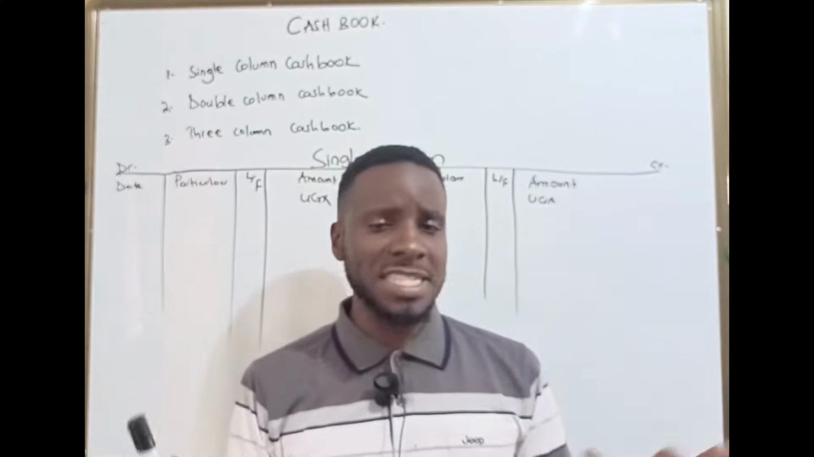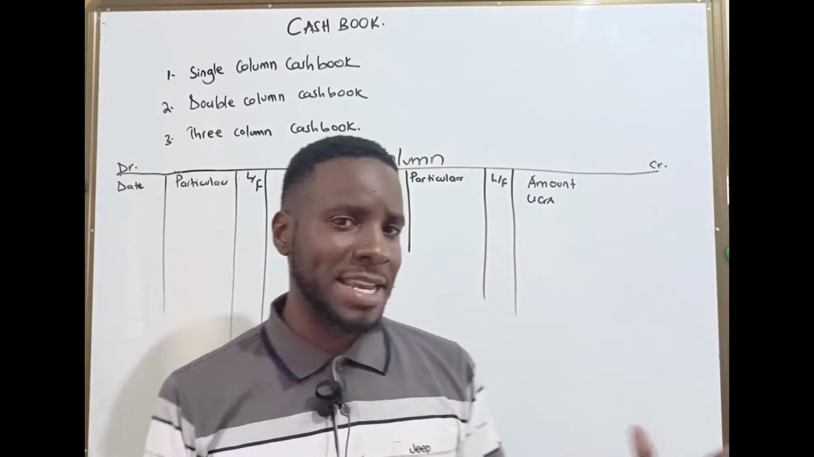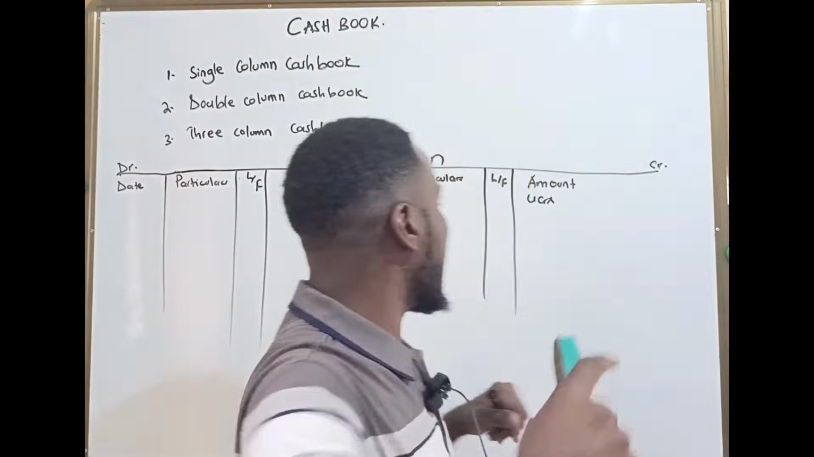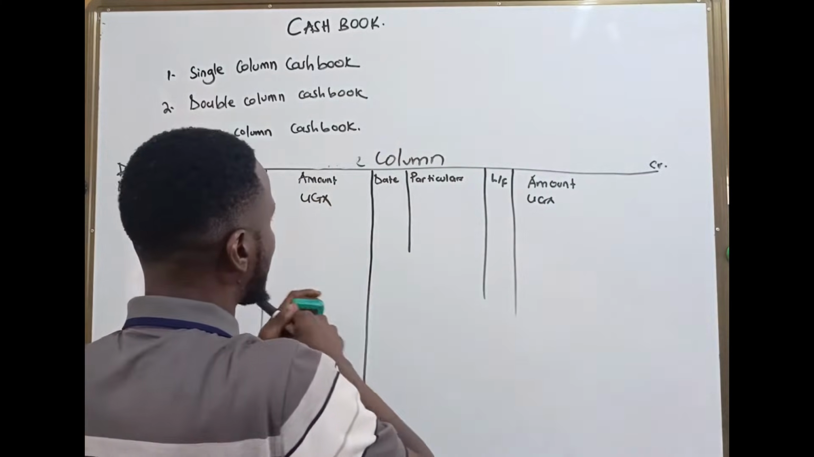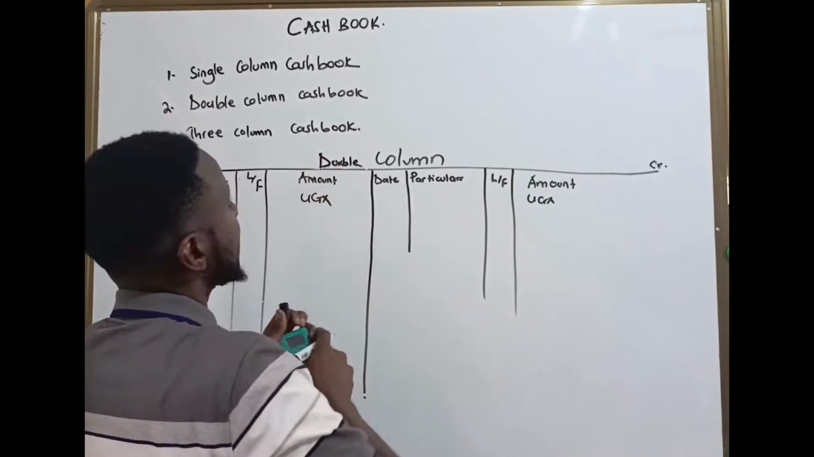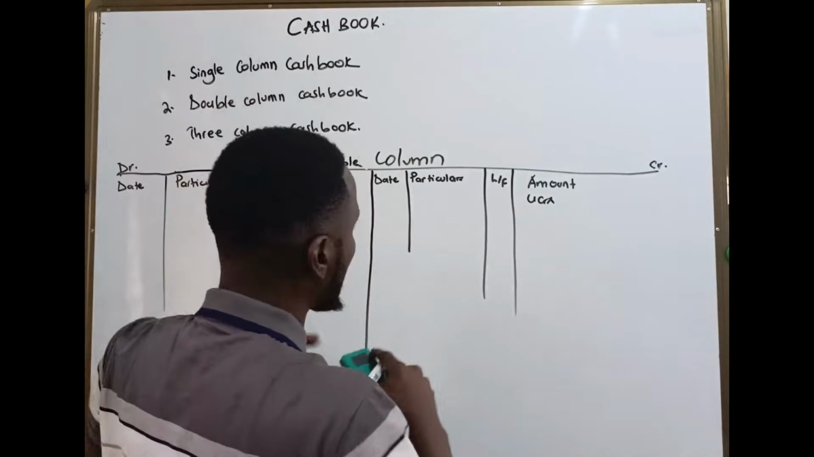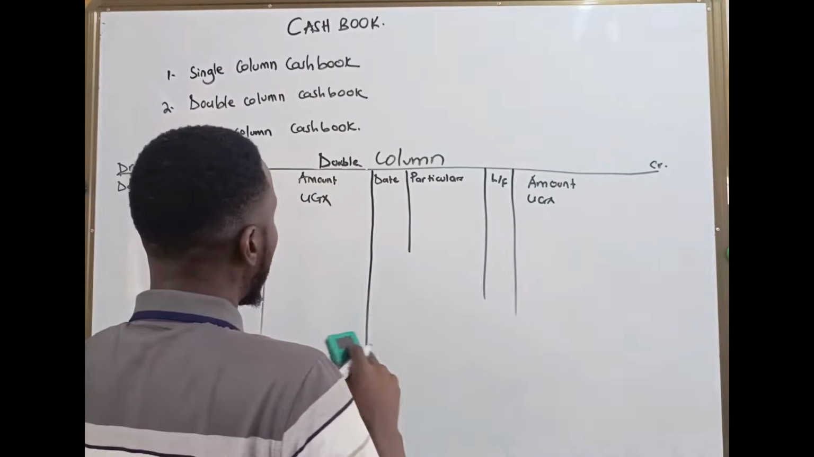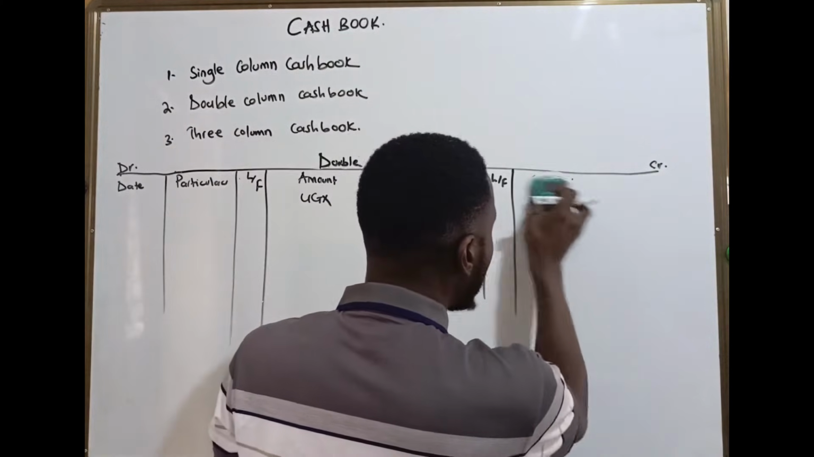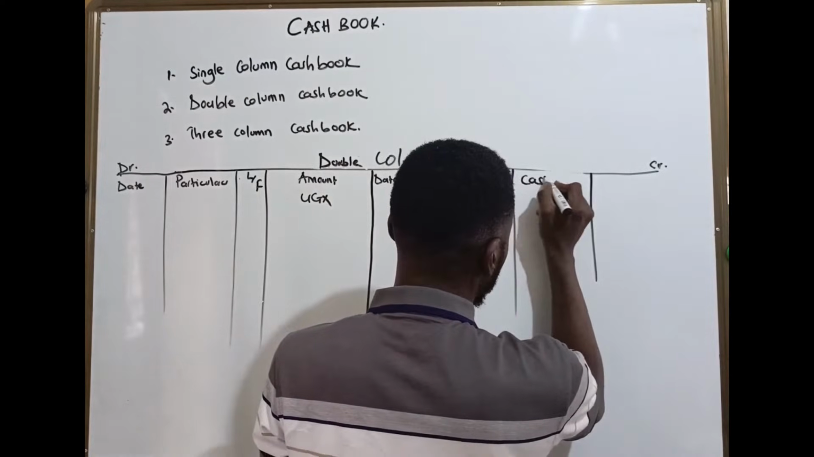Especially for the exam kind of setting, this is rarely set. So maybe for our understanding, we have learnt about it. Then let me look at what I call the double column cash book. In fact, the only changes between double column, 3 column and single column are in the amount section. When we come to the double column cash book, the amount section will change. Here we shall have cash and bank.